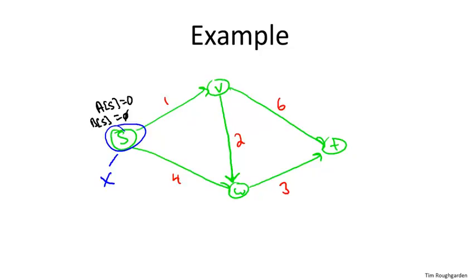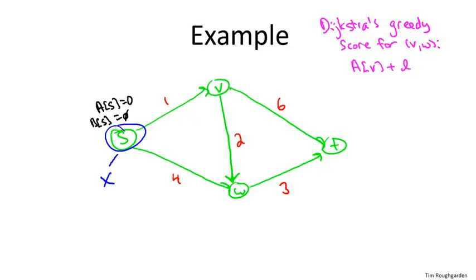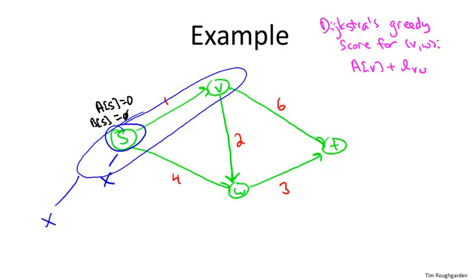Dijkstra's greedy score for a given edge VW that's crossing the frontier is just the previously computed shortest path distance for the tail of the arc plus the length of the arc itself. So at this point, SV has a greedy score of 0 plus 1, which is 1, and the arc S comma W has a greedy score of 0 plus 4, which is 4. So obviously SV is going to be the shorter of those two. So we use the edge SV. This is playing the role of V star W star on the previous slide. And the algorithm then suggests that we should add V to our set X. So we suck in V, and our new X consists of S and V.